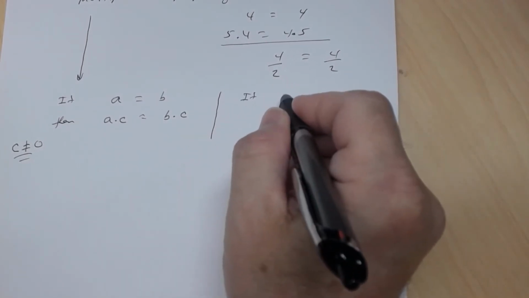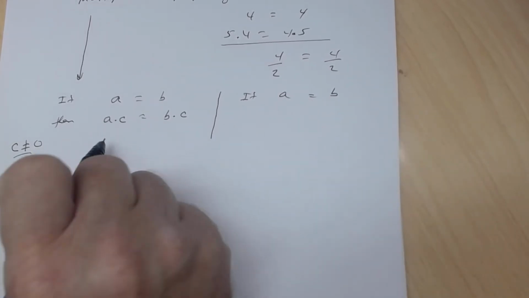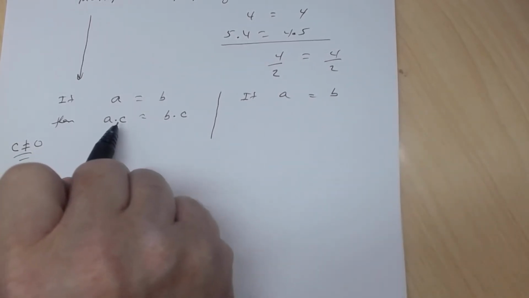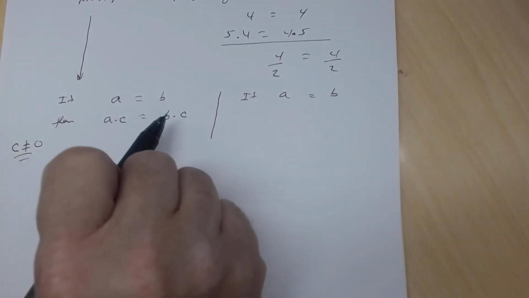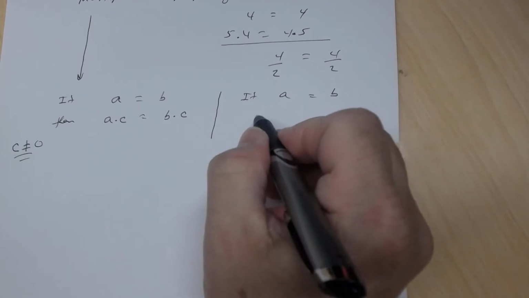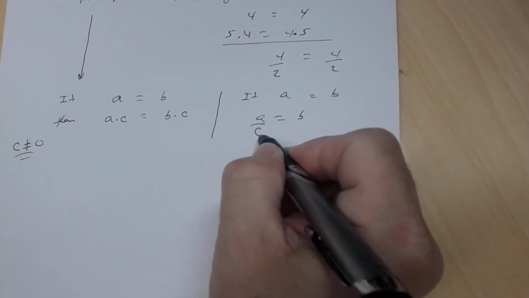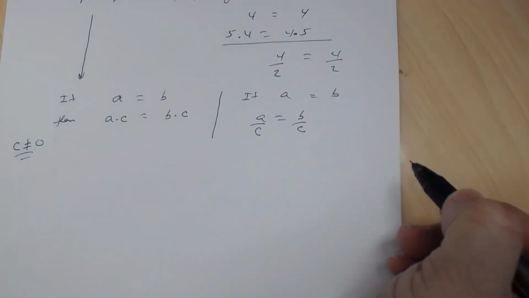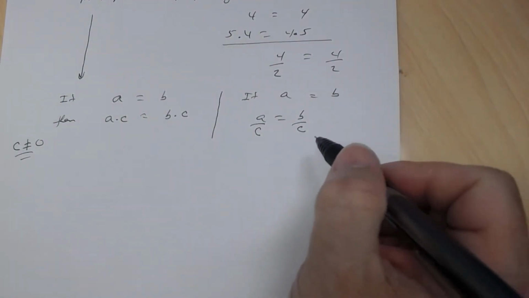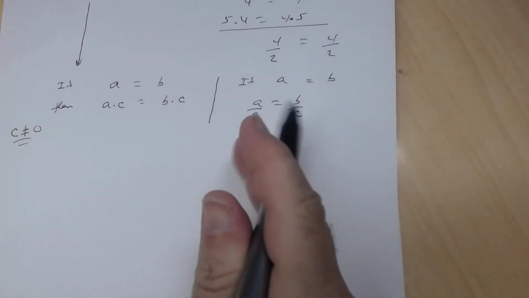Again, if we have A equals B, here I said I can multiply by C as long as C is not 0. I can multiply the left side or the right side by C. Here I can also divide. I can divide the left side by C, but if I do, I have to divide the right side by C. So what I do to one side, I have to do to the other, as long as C does not equal 0.